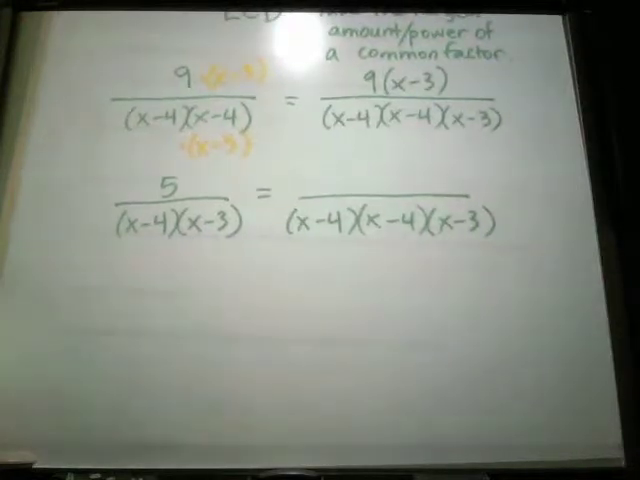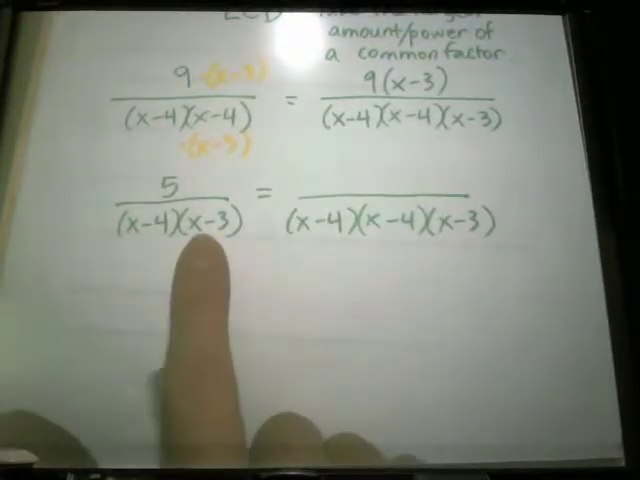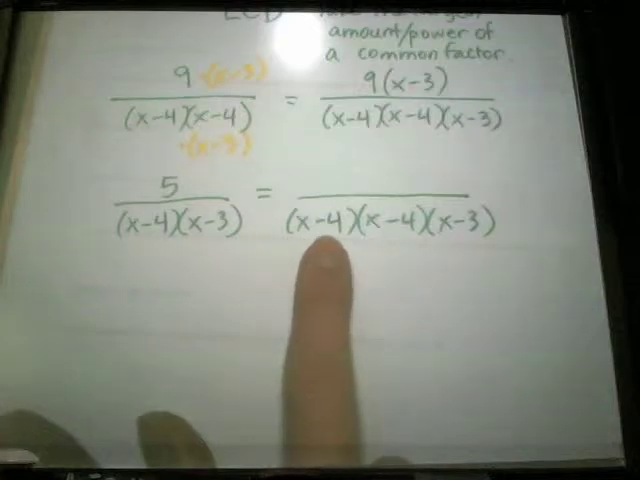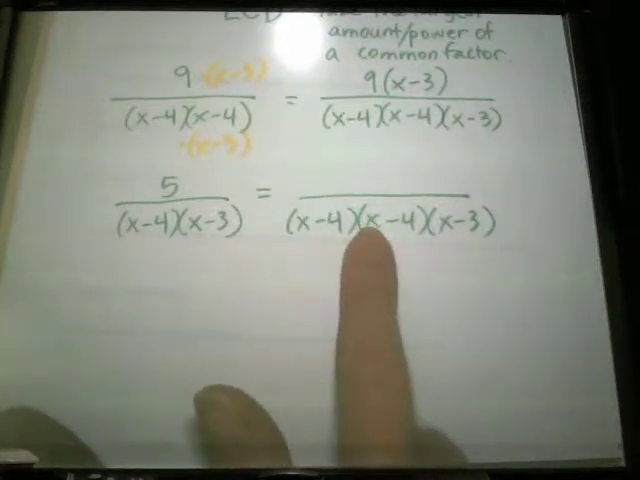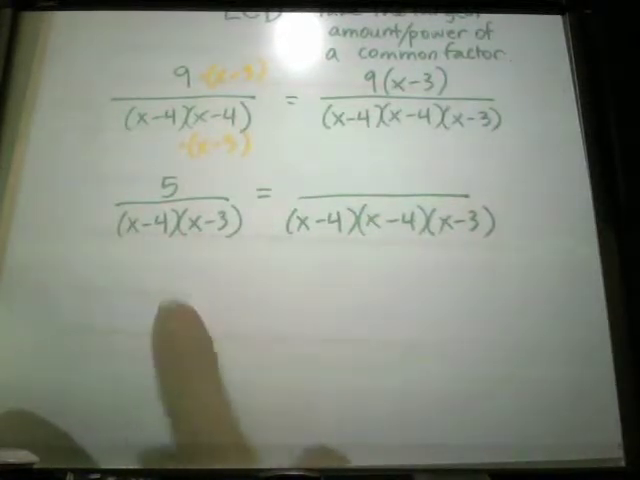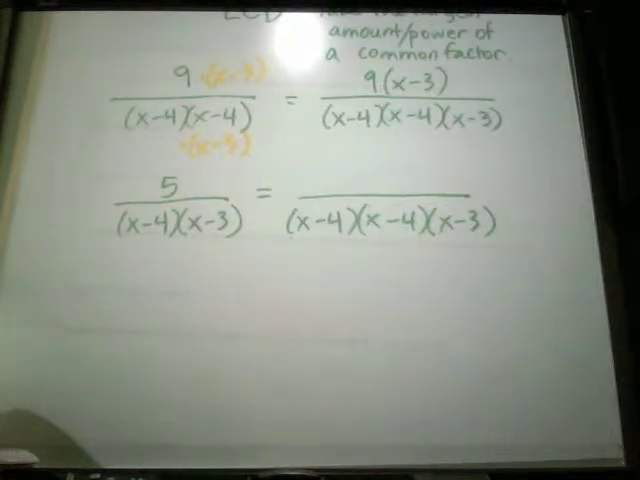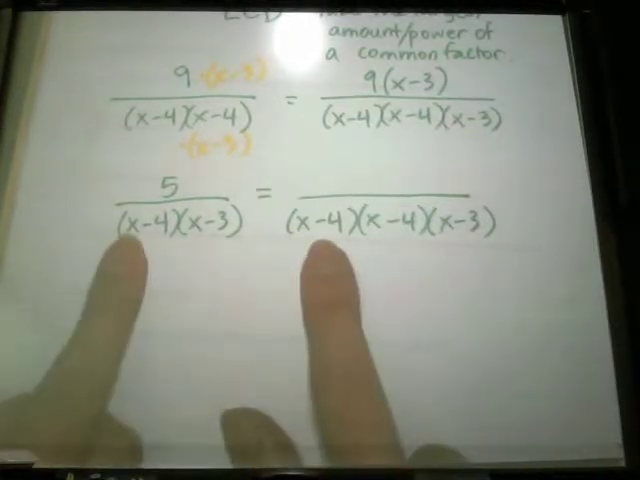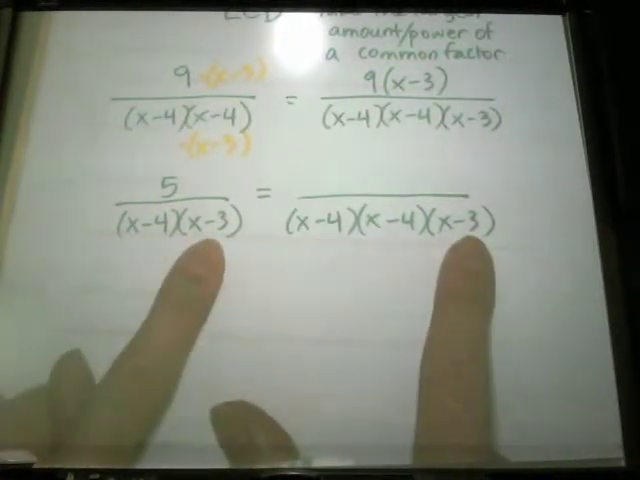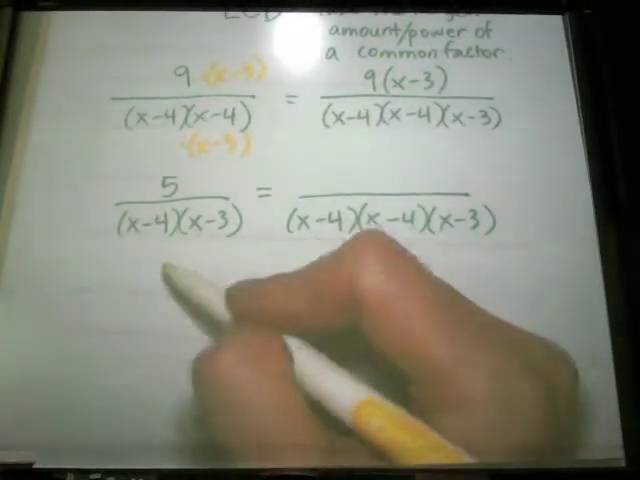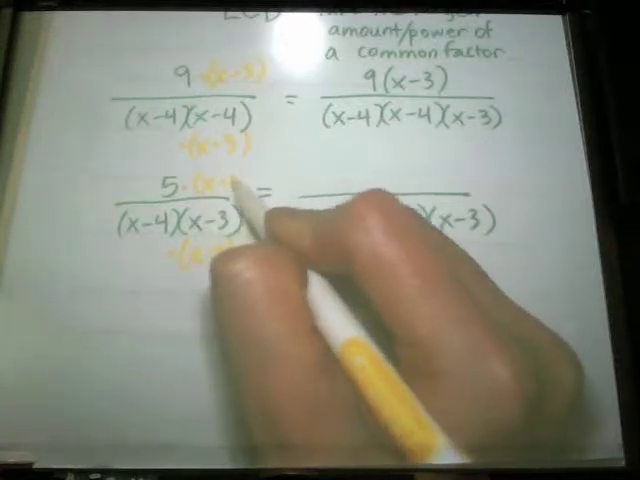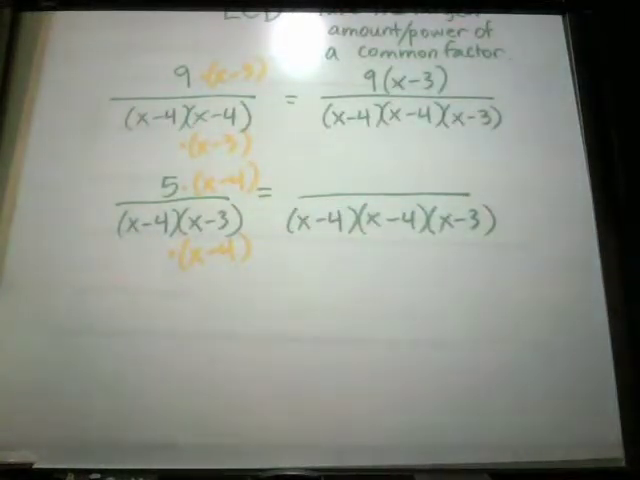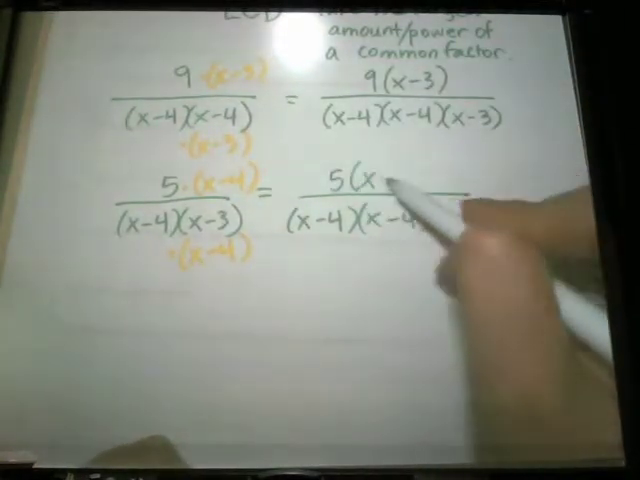On this second one, we're always just going to look at the original denominator and then look at my new denominator with the LCD and think, what's not in this first one that's in the second one that I need to multiply the first one by to make it match? Kate? Yeah, we've got 1 x minus 4, we've got the x minus 3, this has a second x minus 4. So I need to multiply it by that second x minus 4, 5 times x minus 4.